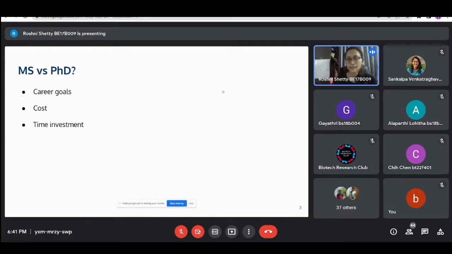Next is the time investment. An MS can be completed within 2 years, whereas a PhD can go up to 4 to 5 years. So that's another factor. Next is the different types of master's programs.